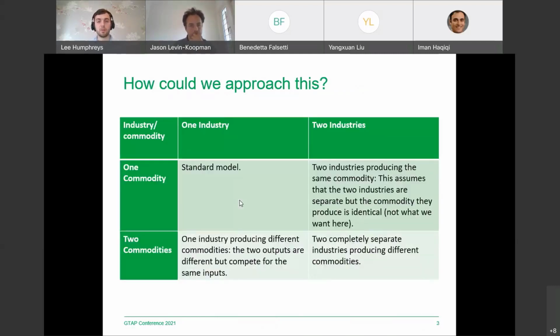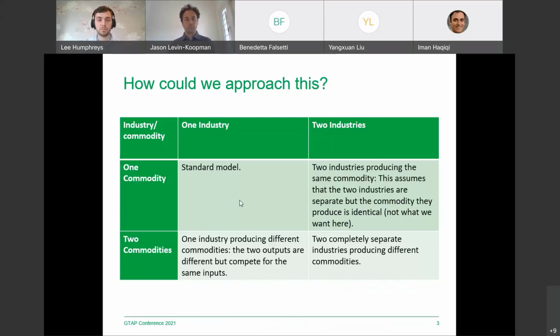So how might we go about approaching this? This table just highlights a few of the approaches. The one industry, one commodity approach is just the standard, classic GTAP model where you've got one activity producing one commodity. The box in the top right-hand corner is two industries producing the same commodity. This assumes that the two industries are separate, but the commodity they produce is identical, which is not quite what we want here. But as an example, this might be the case for electricity, when you've got several industries such as renewables or fossil fuels both producing electricity as the same commodity.